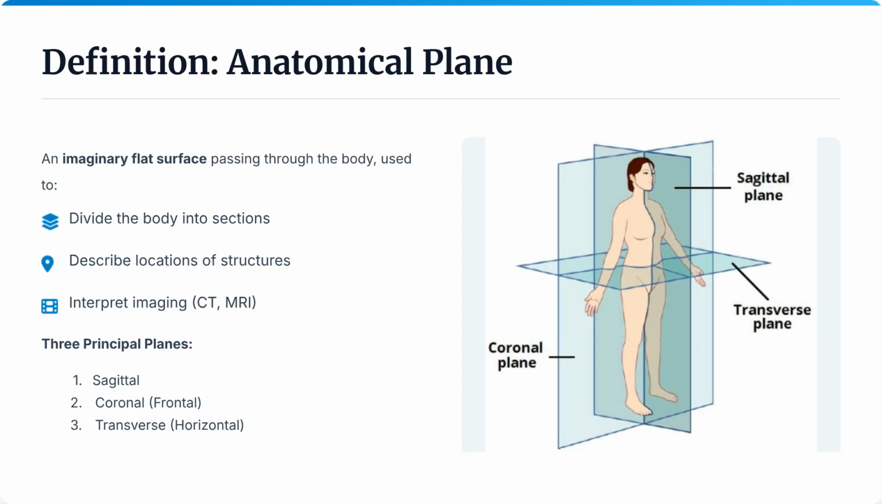An anatomical plane is an imaginary flat surface used to divide the body into sections, describe structure locations, and interpret imaging. The 3 principal planes are sagittal, coronal, and transverse. Every scan you see will belong to one of these 3.